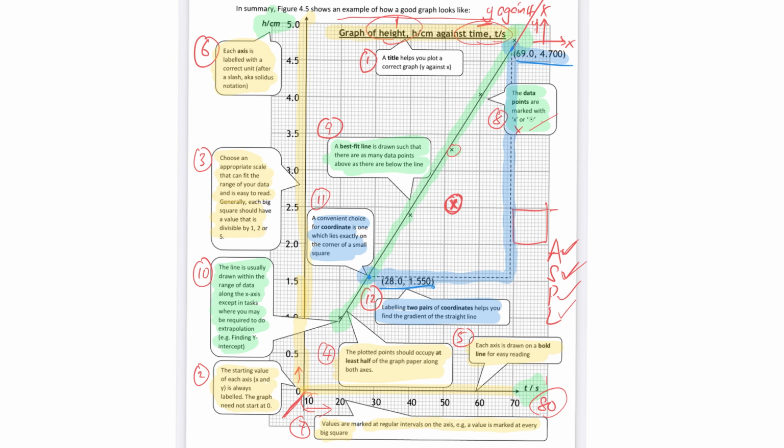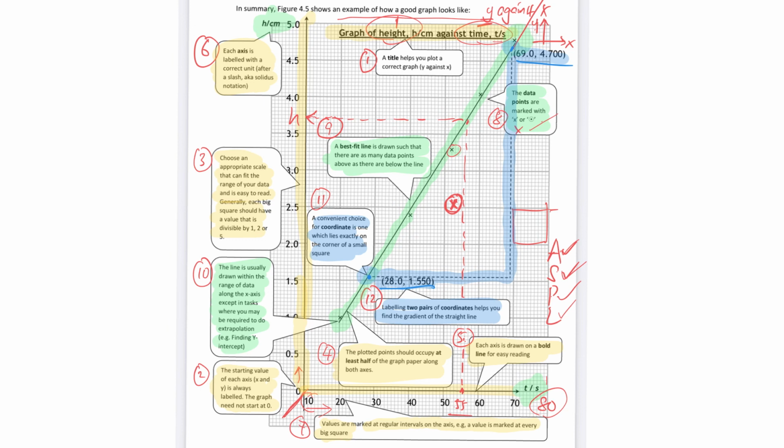And lastly, if there are cases where they ask you, for example, when time equals 55, what's the value of the height? If that's the case, you have to draw the dotted line, and when it touches your curve or the line, you then draw the dotted line against the vertical axis to show the marker how you get the value for the height when the time is 55. So all these presentations on the graph are important.